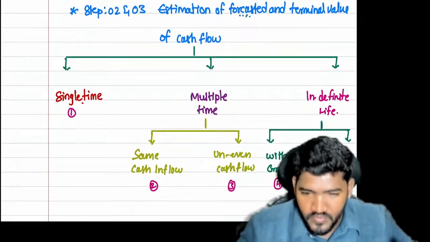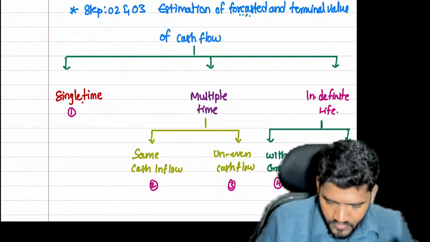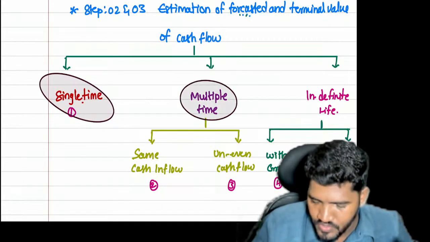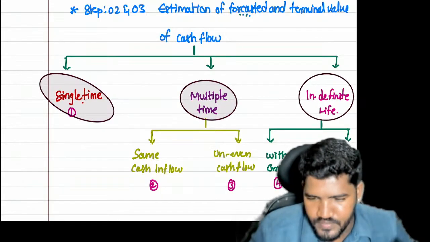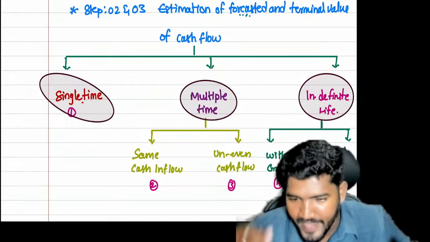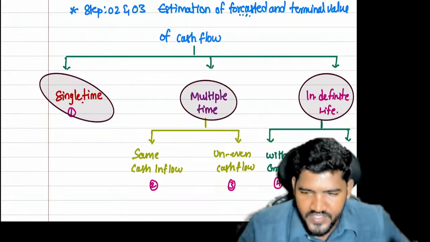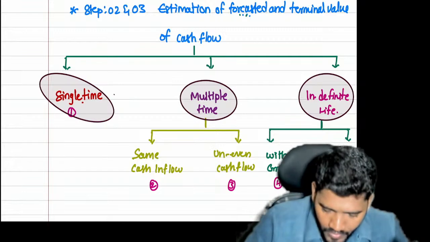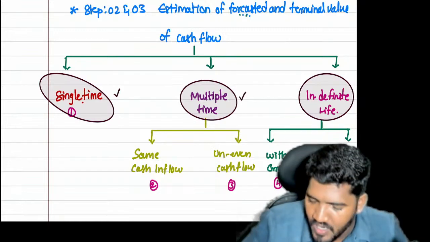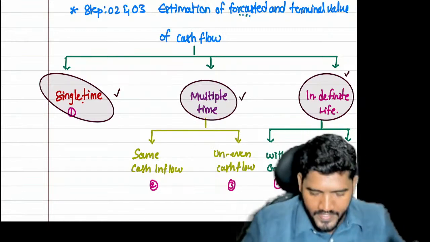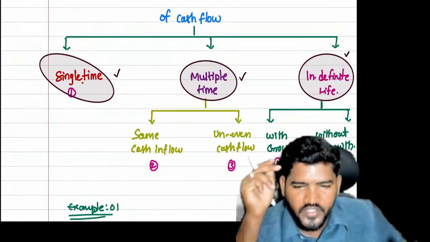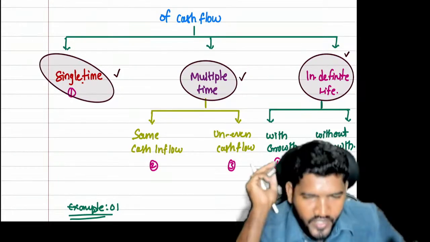You can observe, for cash flows we have one-time cash inflows, multiple-time cash inflows, and indefinite life cash inflows. If I invest 1 lakh rupees in a business, there is a chance of getting the return back one time, multiple times, or for an indefinite life. For example, I invested 1 lakh rupees in plant and machinery. After 2 years, I will receive 2 lakh 20,000.